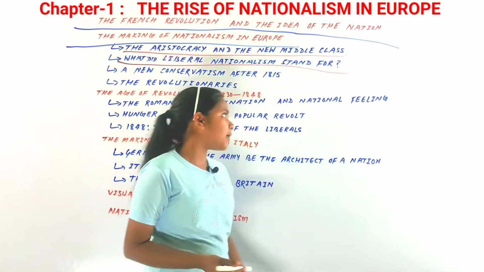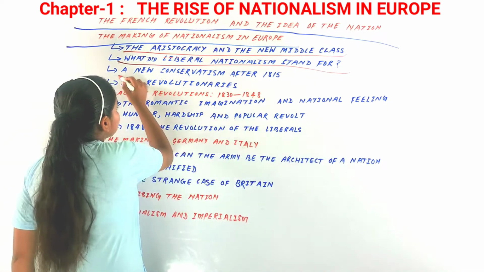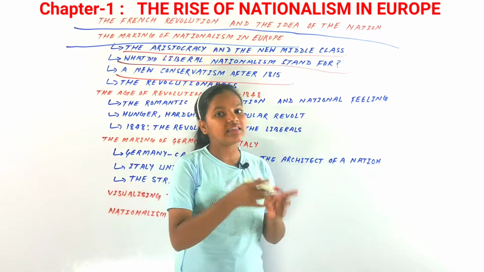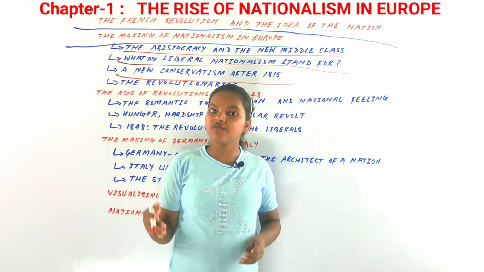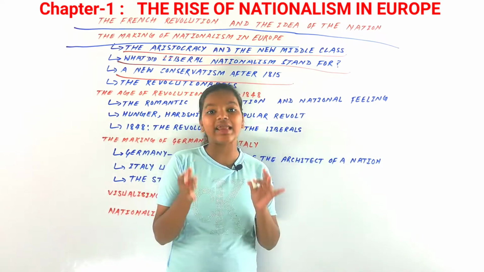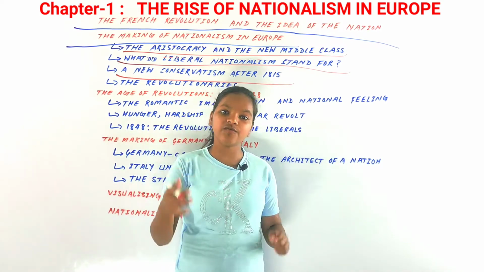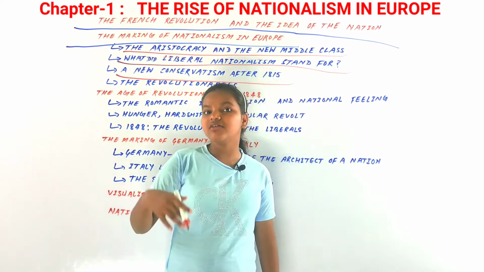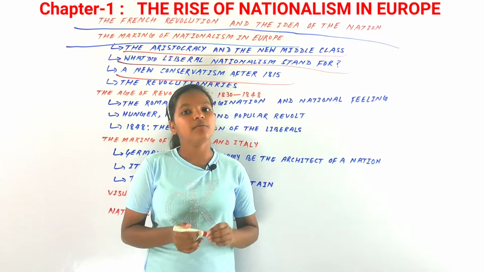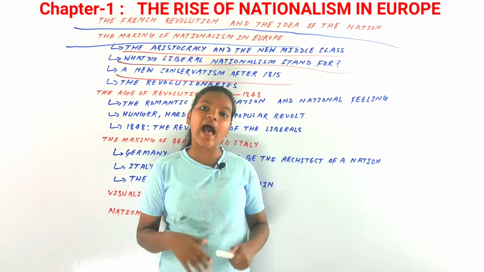Now our next subtopic is the new conservatism after 1815. Napoleon had taken over France, but in 1815 he was defeated by the great powers of Europe. Those great powers were mainly four countries: Britain, Prussia, Austria and Russia.